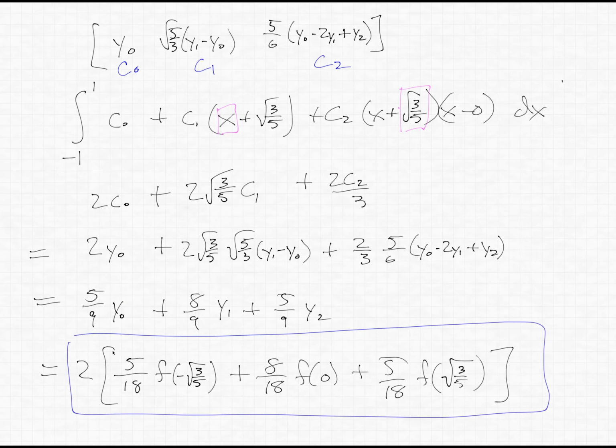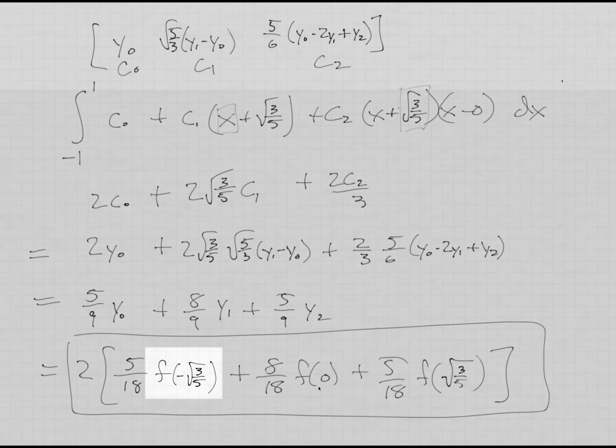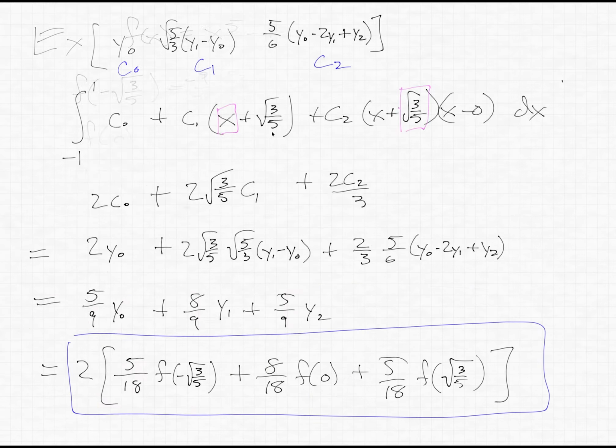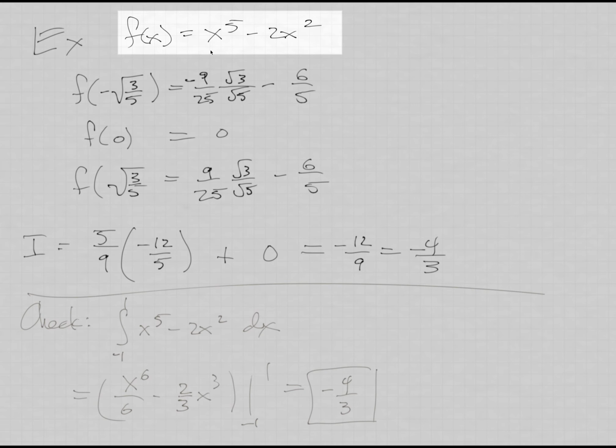Let's see. So I got to do this. I got to evaluate it at negative radical 3/5, at 0, and at positive radical 3/5. Okay, so let's do that. Well, this is a little unpleasant, but not too bad. If you plug in radical 3/5 for x, then x to the 5th minus 2x squared becomes this expression. Negative 9 over 25 times radical 3 over radical 5 minus 6/5, not too bad.